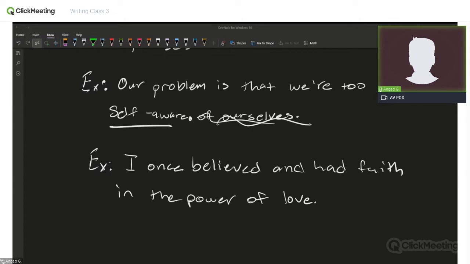Correct. Good job, guys. So we have had faith, but the phrase had faith repeats it because it has the same meaning as believed. When you believe something, you have faith in it, essentially. So I once believed, if you get rid of this part, and I once believed in the power of love, and that's it. It's not redundant anymore. You guys get that?